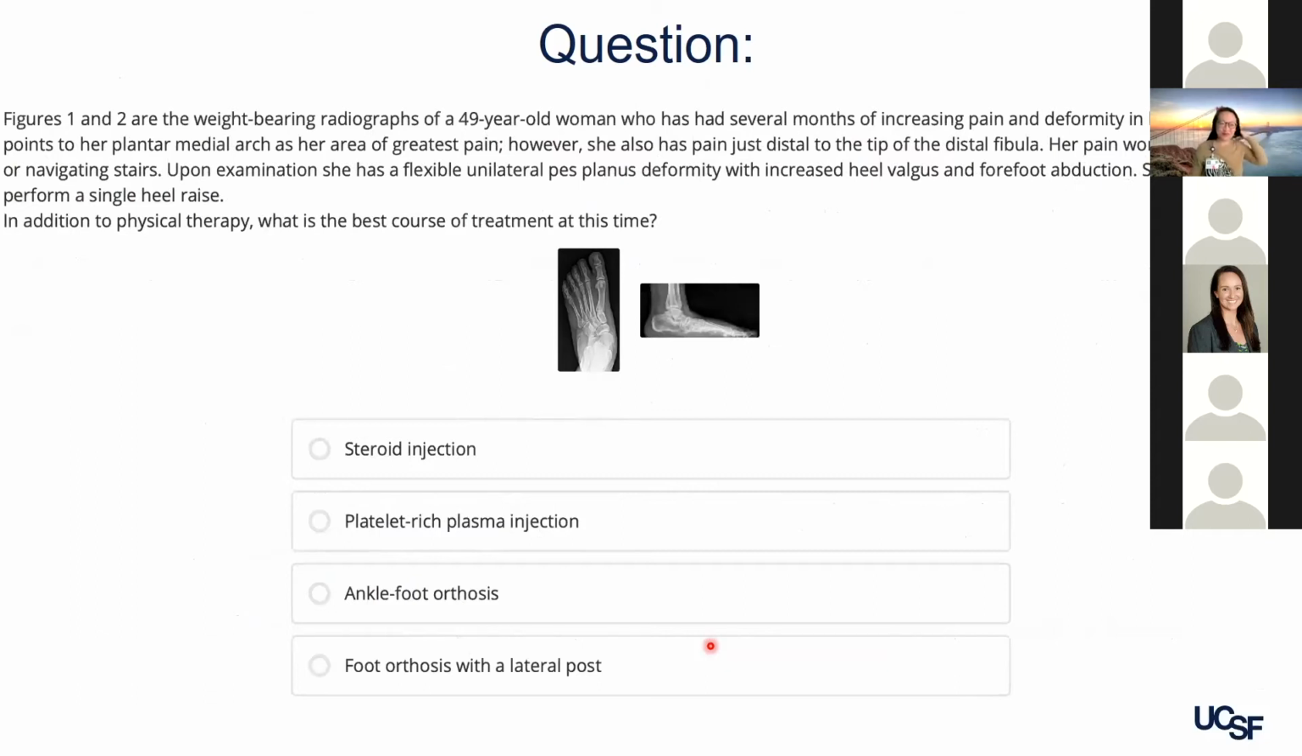Figures 1 and 2 are the weight-bearing radiographs of a 49-year-old woman who has had several months of increasing pain and deformity in her left foot. She points to her plantar medial arch as her greatest area of pain. However, she also has pain just distal to the tip of the distal fibula. Her pain worsens with walking or navigating stairs. Upon examination, she has a flexible unilateral pes planus with increased heel valgus and forefoot abduction. She's unable to perform a single heel raise. In addition to physical therapy, what is the best course of treatment at this time?